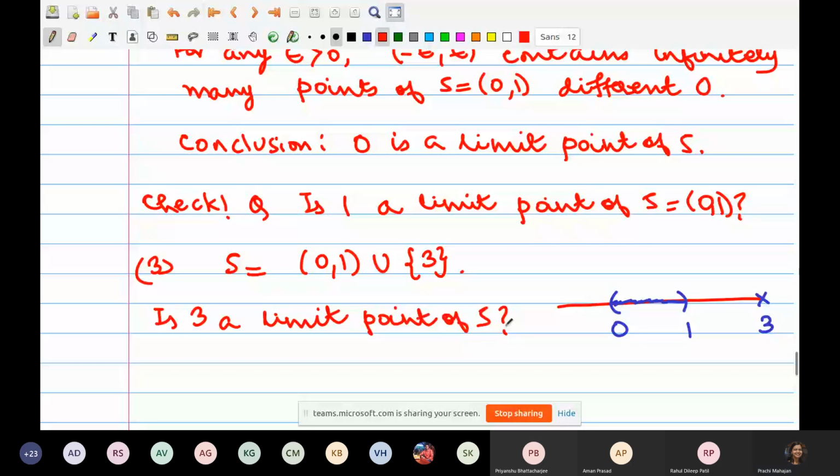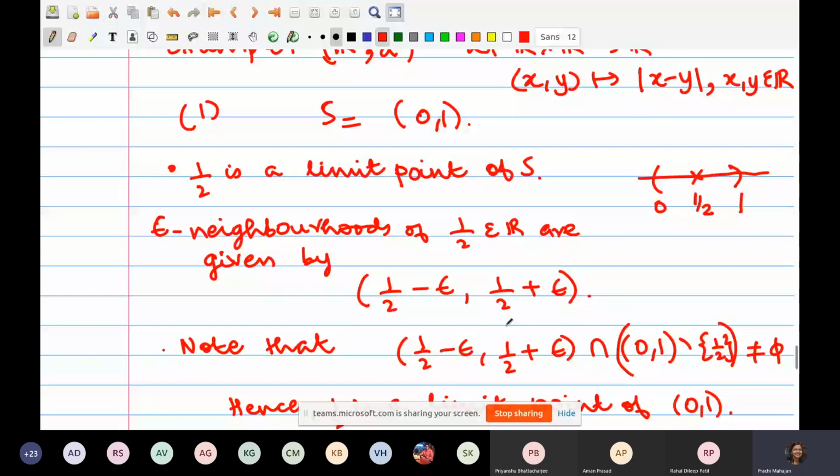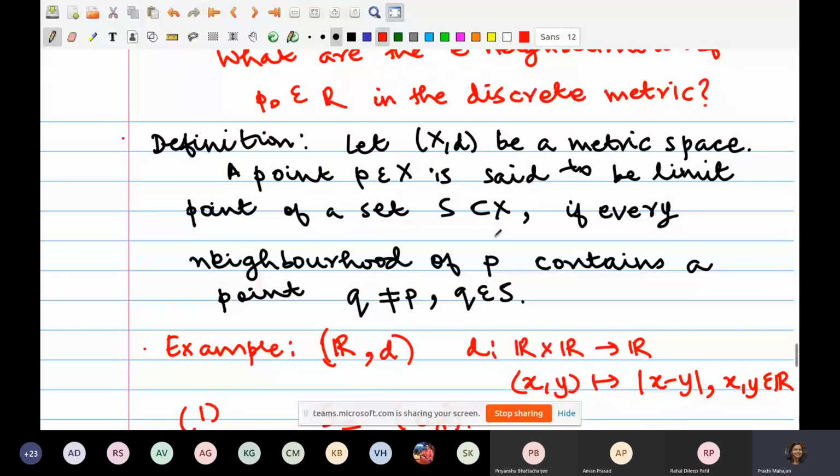3 is not a limit point of S. Go back to your definition of negation. If you have to show that 3 is not a limit point of S, what is it that you have to show? You have to find one single neighborhood of 3 which contains no other point of S different from 3. Correct? So can you give me a neighborhood of 3 which does not contain any other point of S different from 3?